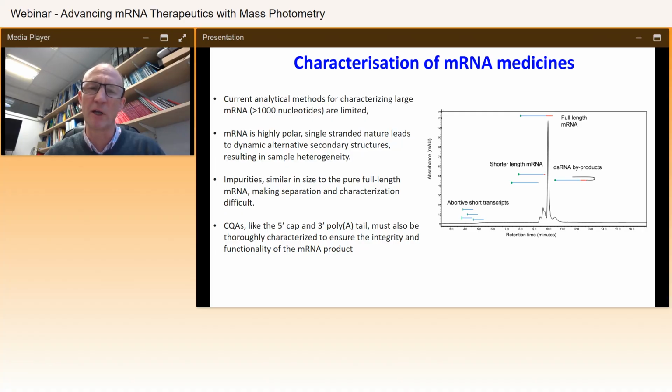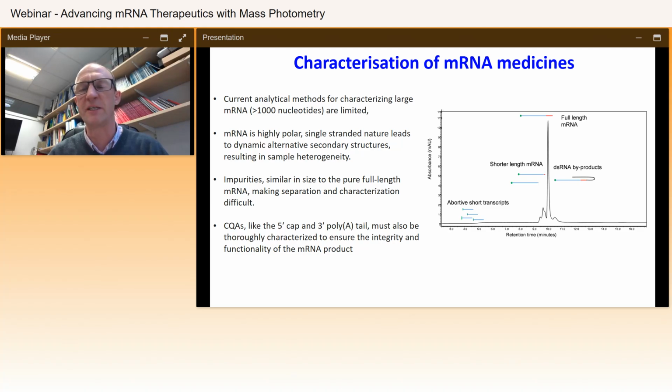It's really highly polar, negatively charged. With it being single-stranded in nature, it generates lots of dynamic secondary structures, which again leads to sample heterogeneity. And another big challenge that comes with characterizing and analyzing mRNA medicines is that many of the impurities that we need to measure and monitor are very similar to the full-length mRNA. So they might only be a little bit shorter, and this is depicted in this HPLC chromatogram here.